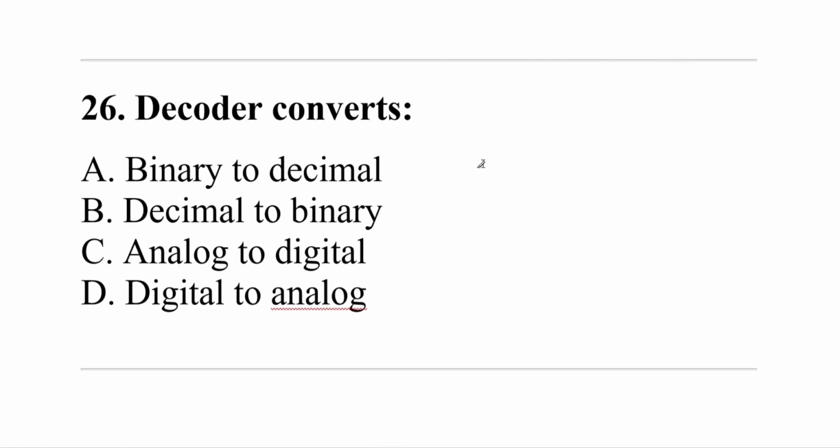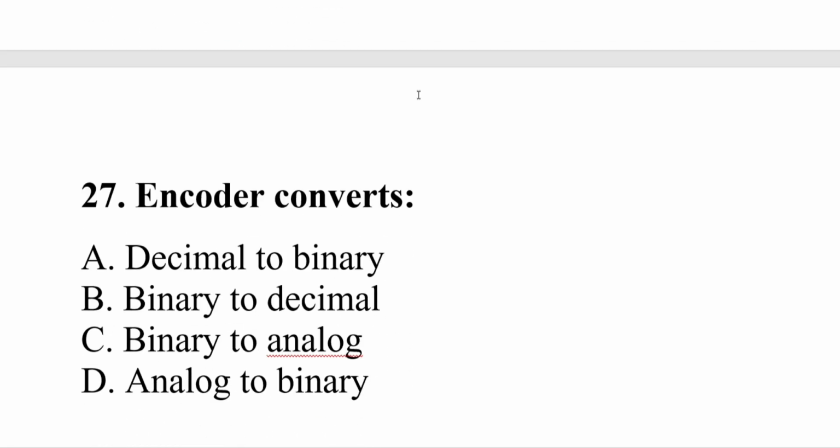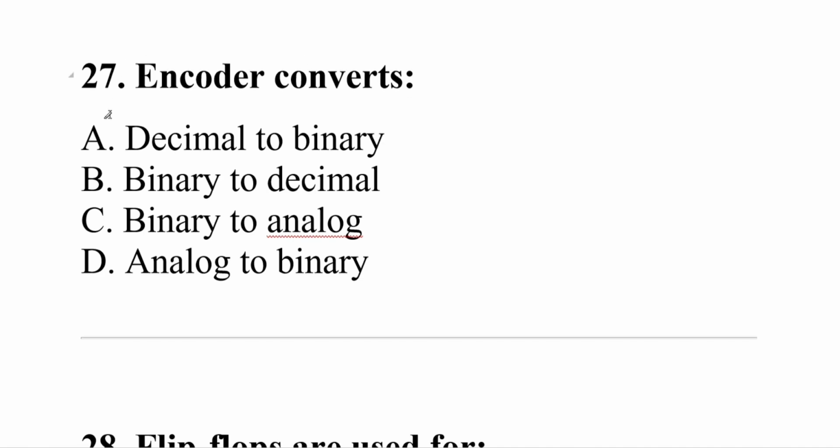Question number 26. Decoder converts option A binary to decimal, option B decimal to binary, option C analog to digital, option D digital to analog, and the correct answer is option number A, that is binary to decimal. Now moving ahead to question number 27.